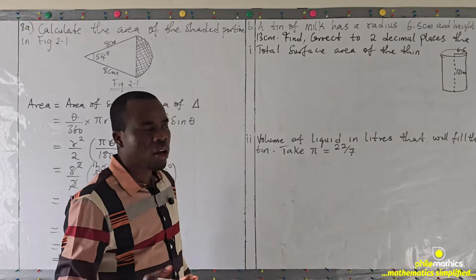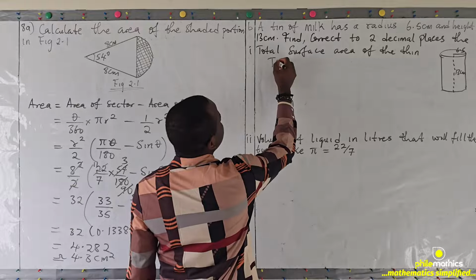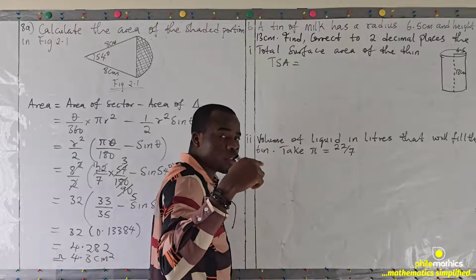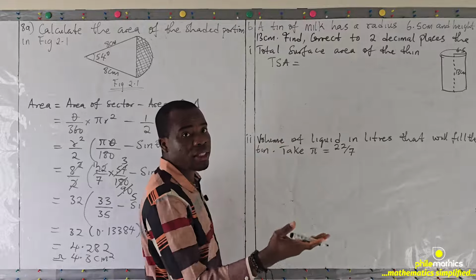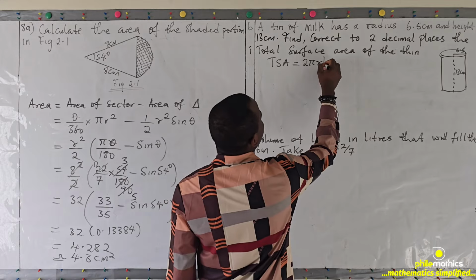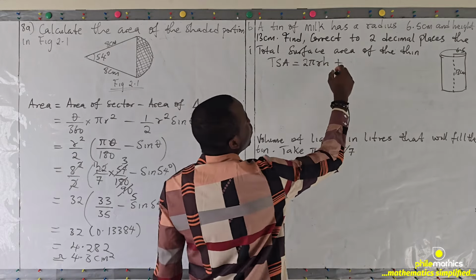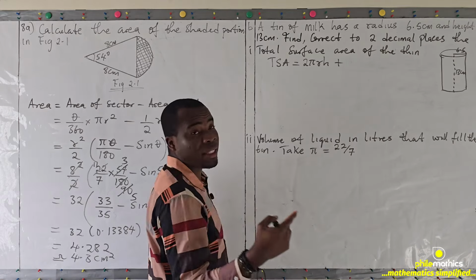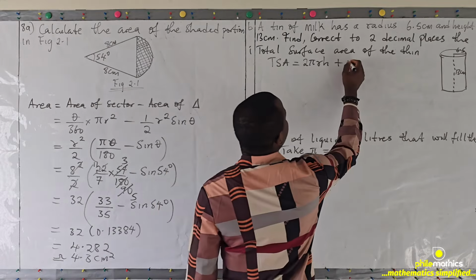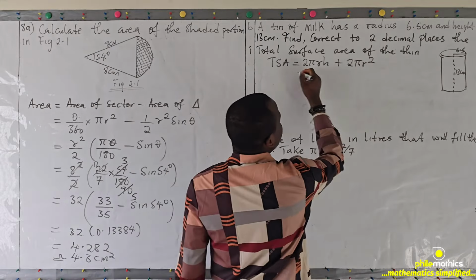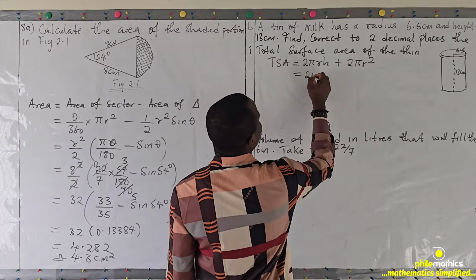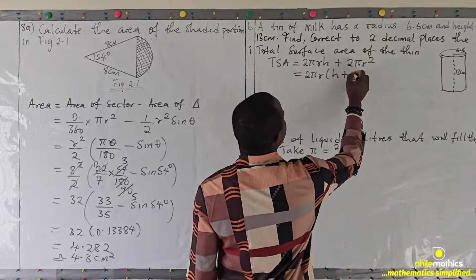What's the total surface area of a cylinder? Total surface area of a cylinder is the curved surface plus the total surface of the base and the top. So the curved surface is 2 pi r h plus the total surface of the top and the bottom, which is a circle, is pi r square plus pi r square, which is 2 pi r square. To make our life easier, we can factorize 2 pi r out. We'll have 2 pi r bracket h plus r.